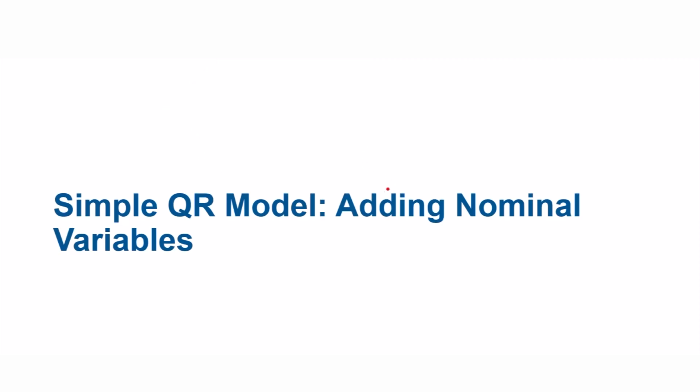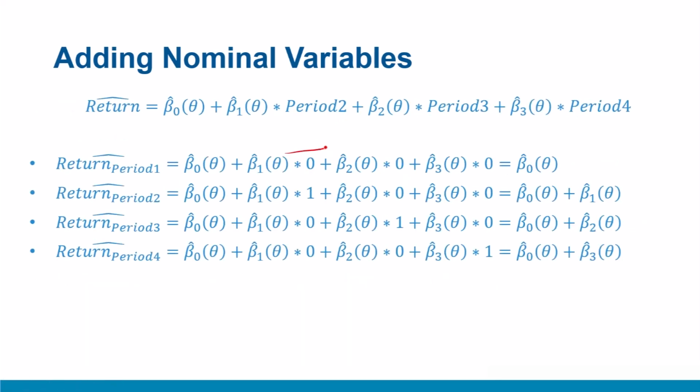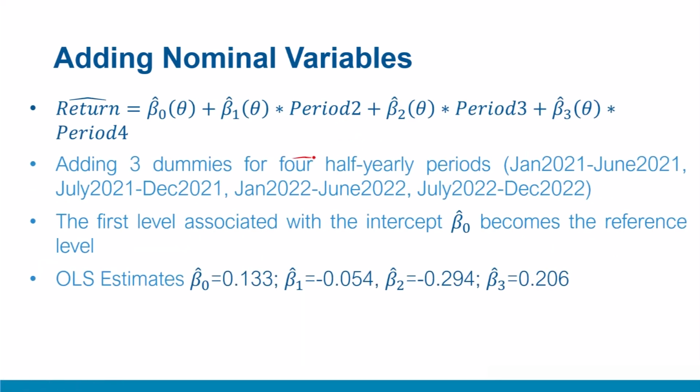In this video, we'll add more categorical or nominal variables to increase the complexity of the exercise and interpretation in the QR model. Let's revert back to our original return data and say we wanted to understand the seasonality or cyclicity of the data. So we divide into 4 half-yearly periods: Jan to June 21, July to Dec 21, Jan to June 22, and July to Dec 22. Now, as per the dummy variable rule, if you want 4 periods, 4 categories, you add n minus 1 dummies. That means 3 dummies. So we add 3 dummies, namely period 2, 3, and 4.